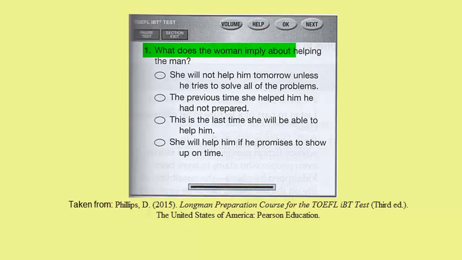The woman asked the man if he's serious about learning the material for the assignment. In the part of the passage that was not replayed but that must be written down, the man says that he's already prepared. It can be inferred that the last time the man was not prepared, so the second answer is correct.